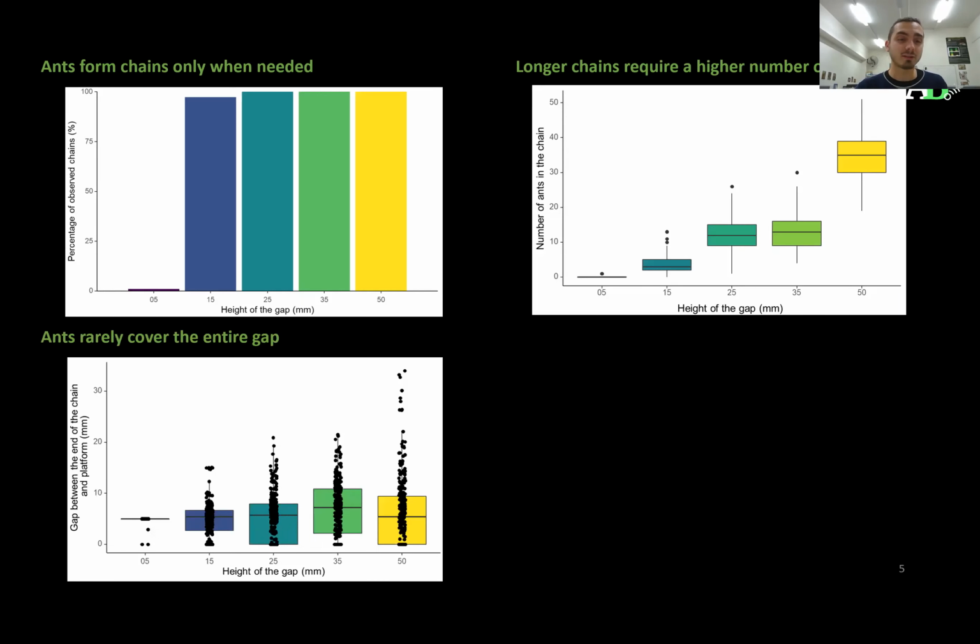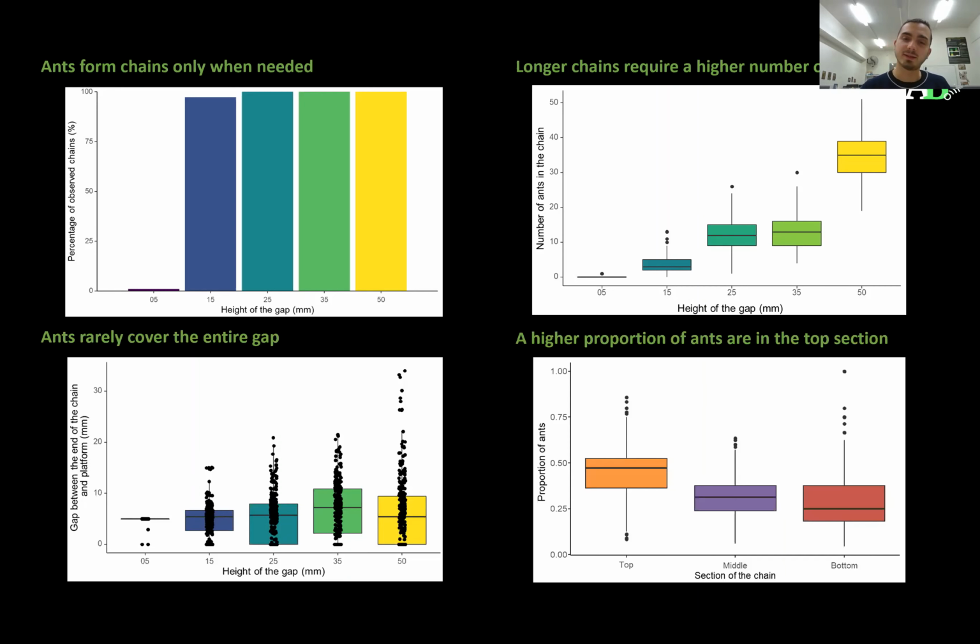An intriguing result is that we rarely observe the chain covering the entire gap. We often observe that the chain extends up to one ant length before reaching the platform. This may be an economic factor that allows ants to not sequester more work than necessary from the foraging task, so the number of ants involved in the structure is the minimum possible.